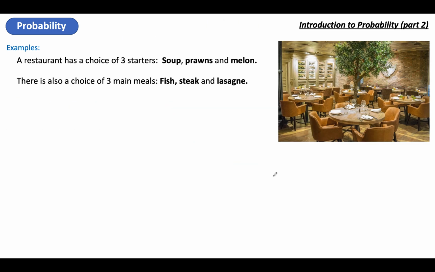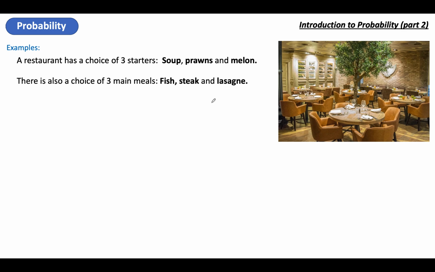Right, a restaurant has a choice of 3 starters. So when you go to the restaurant, your little starter, the little kind of appetizer you get, someone could choose soup, or prawns, or melon. They can only have one. There's also a choice of 3 main meals. It's a very basic restaurant, this. Fish, steak, or lasagna. Let's presume it's a veggie lasagna.